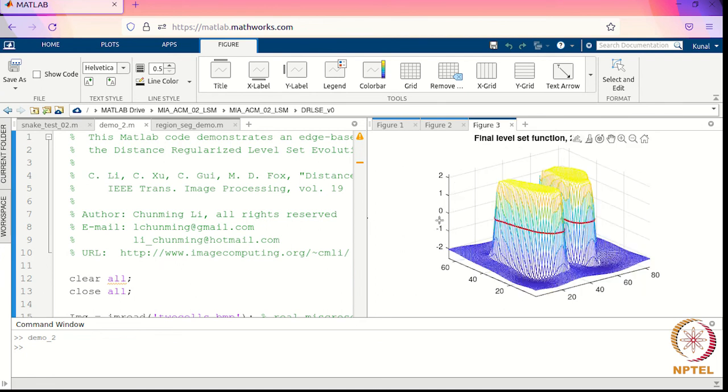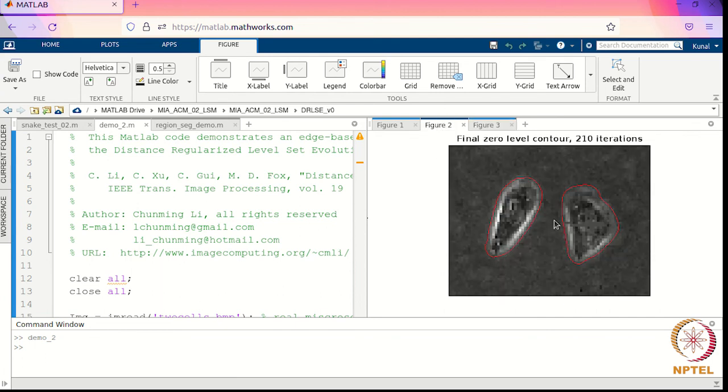And if you see, this is the 0 point, right? So when the height is 0, the contour at that point is the curve C. So if you see, the contour actually coincides with the boundaries of these two objects that we wanted to capture. And this is something that we cannot do easily with snakes, right?